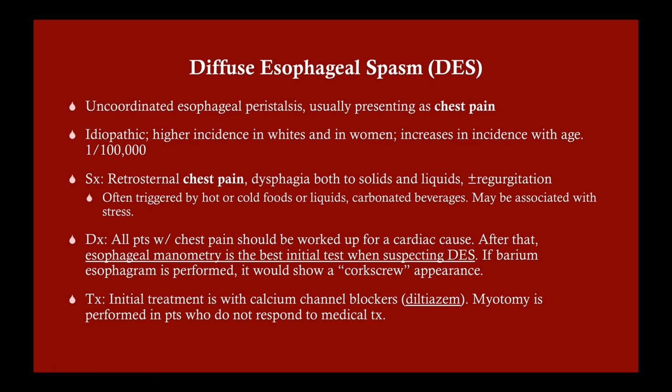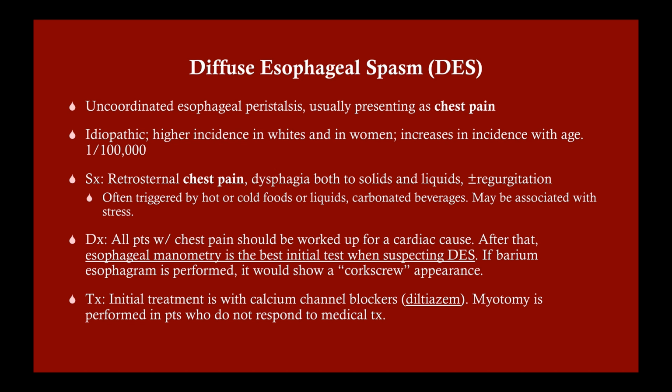So diffuse esophageal spasm is uncoordinated esophageal peristalsis. Can you really even consider it peristalsis at that point? No, not really. This is just uncoordinated esophageal spasming. The esophagus just is not contracting the way it should. It's disordered. Usually this presents as chest pain.